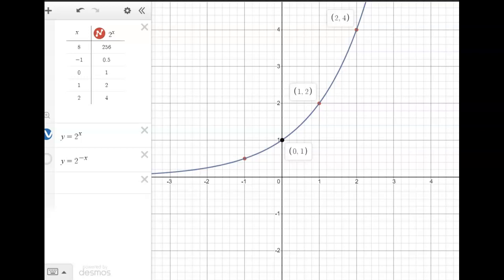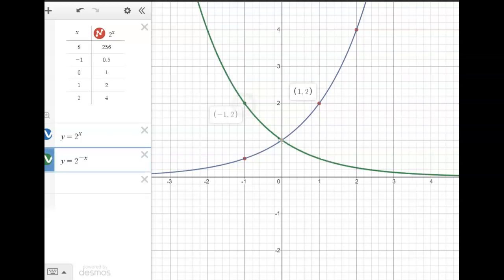So we know it should be a reflection across the y-axis, so it will look like that. And this is what I was talking about. We have the point (1, 2), but we also have this point reflected, (-1, 2). And for this point here, (2, 4), we have the point reflected, (-2, 4). So that is how the graph will look, decreasing, compared to the other.